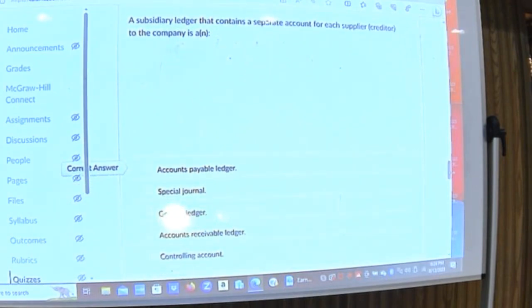Number 7, we're talking about a particular subsidiary ledger that has a separate account for every supplier. That's accounts payable, right? Supplier, we're buying from our suppliers. We owe them. Accounts payable ledger. First response.